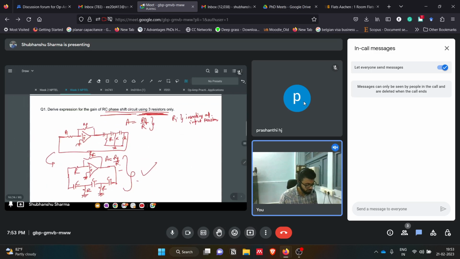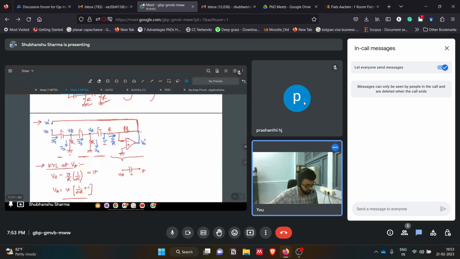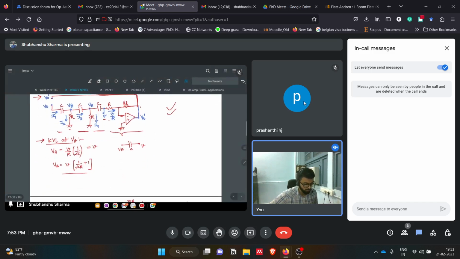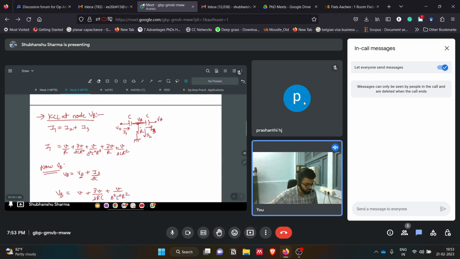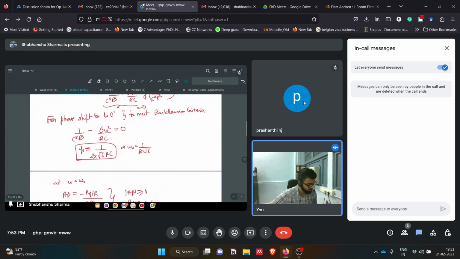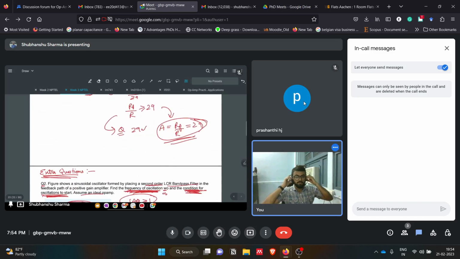Then there was a doubt in the discussion forum: we were taught the RC phase shift circuit with an extra resistor, but in the question they were using only a 3R circuit. So where did this R go? For that, we derived the equation for the 3R network of the oscillator. You can go through this derivation again. We used some KVLs and finally achieved this gain. This will give you a better understanding of the question we solved in the class.